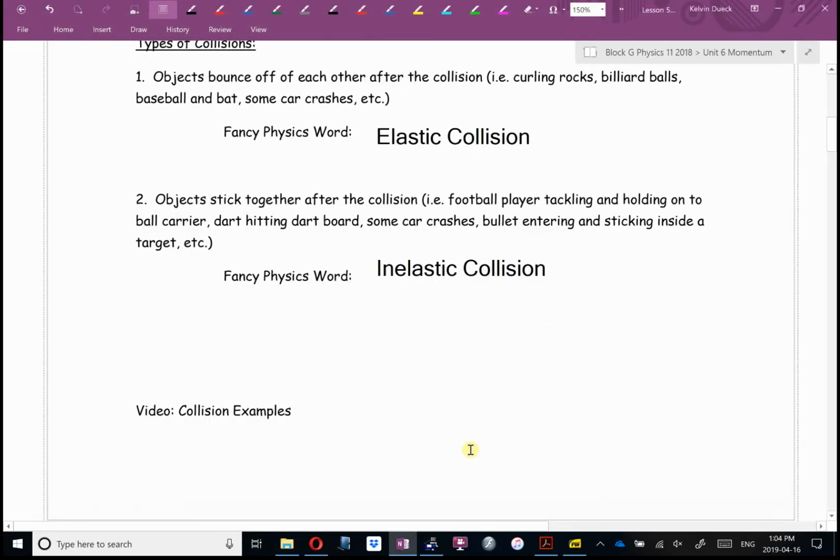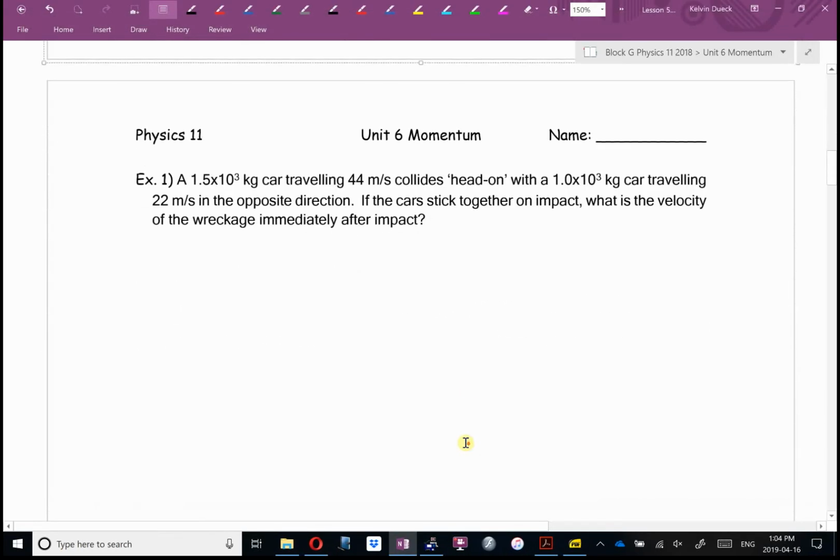I think the other two, the first one is heavy hitting light, and I think the last one is same hitting same, but it's a bit trickier. You really got to watch. Okay. Let's do some examples. I like example 1. Example 1 is a nice question.